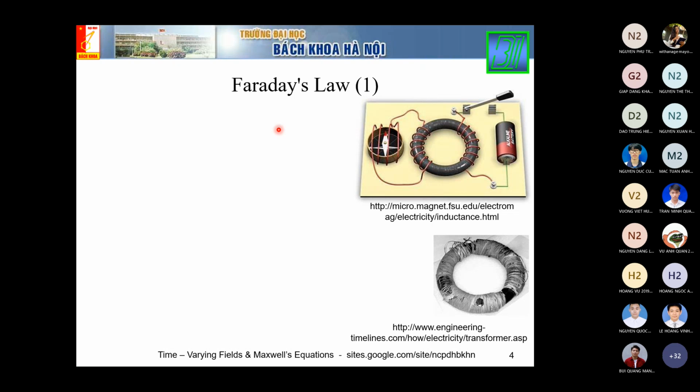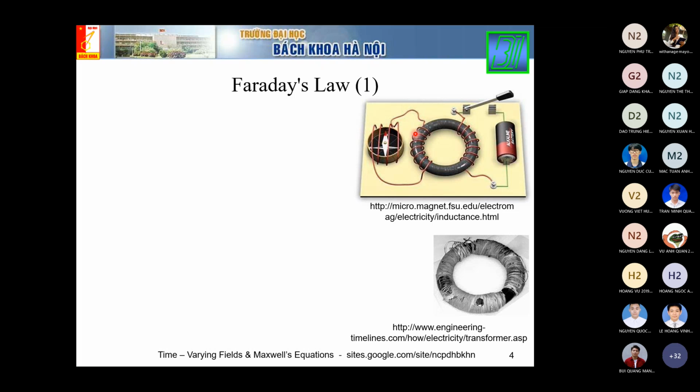In 1820, Christian Ørsted found that a current can move the needle of a compass. From that experiment, Faraday had an idea that if a current can produce a magnetic field, then in the reverse direction, maybe a magnetic field can produce a current.